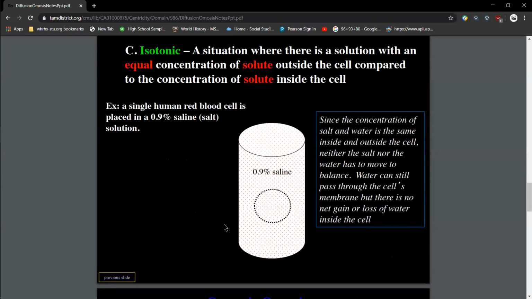So now let's talk about isotonic solutions. An isotonic solution has an equal concentration of solute inside and outside. As you can see here, all of the dots are evenly spaced. Concentration is the same inside and out, so pretty much nothing happens. There will be no net movement of water. The water will just be moving back and forth, but nothing special is going to happen.